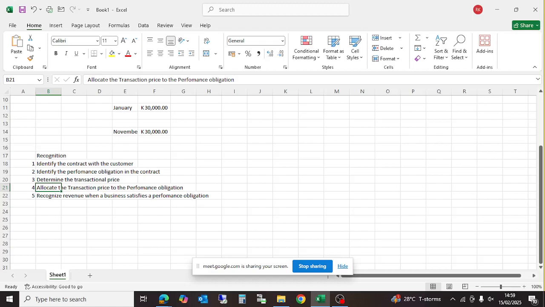So basically, for us to recognize revenue, we can use these particular steps. Number one, we identify the contract with the customer. Number two, we identify the performance obligation in the contract. Number three, we determine the transaction price. Number four, we allocate the transaction price to the performance obligation. And number five, we recognize revenue when a business satisfies a performance obligation.